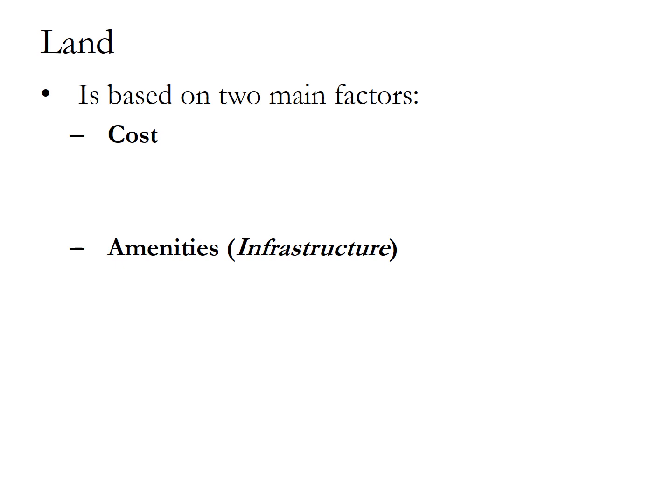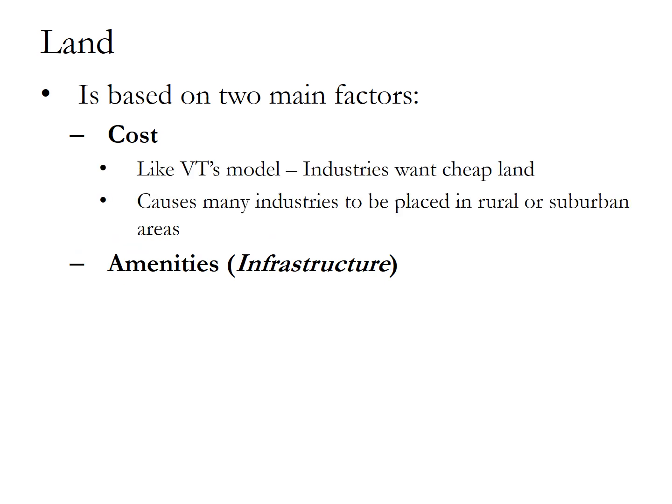You want to have the best land for your factory. Well, the first part is cost, right? We want to keep costs as low as possible. It's just like Von Thunen. Industries want cheap land. This causes many industries to be placed in rural or suburban areas because it's too expensive to put a big factory in the middle of downtown.